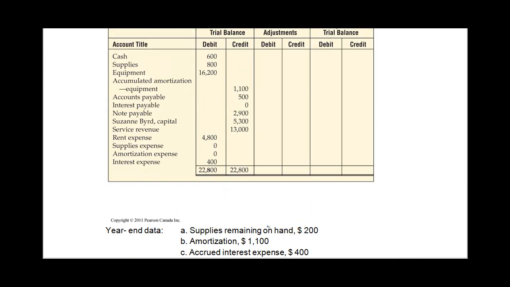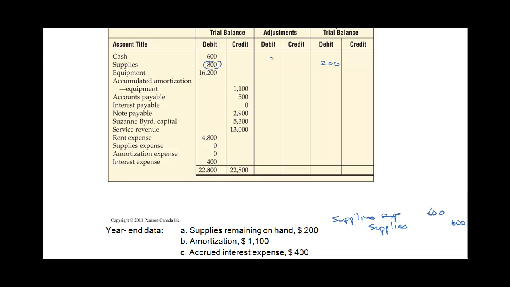Okay, so what do we have? Supplies remaining on hand, $200 for A. Okay, that's nice. So what does that mean? Well, we go and we look. Our accounting system shows that the supplies balance is $800. We know that we need to reduce it down to $200, right? And so to do that, we're going to have a journal entry. We're going to debit supplies expense for $600, and we're going to credit supplies for $600. And that will lower our balance here.